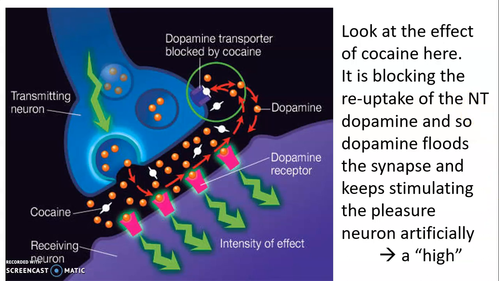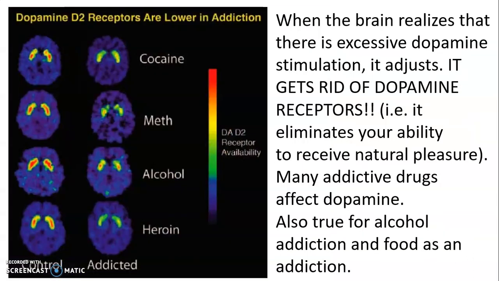Okay, so now look at what the effect of these drugs are. This is what's really crazy. Take your time with this slide. It's kind of confusing. Let's do first the text and then the pictures. When the brain realizes that there is excessive dopamine stimulation, like all parts of your body, it's always adjusting things. Your brain says there's abnormal dopamine stimulation, so your brain gets rid of dopamine receptors. And therefore, it eliminates your ability to receive natural pleasure. This is what being addicted does to you. It takes away your ability for a natural experience of pleasure because you have very few dopamine receptors.